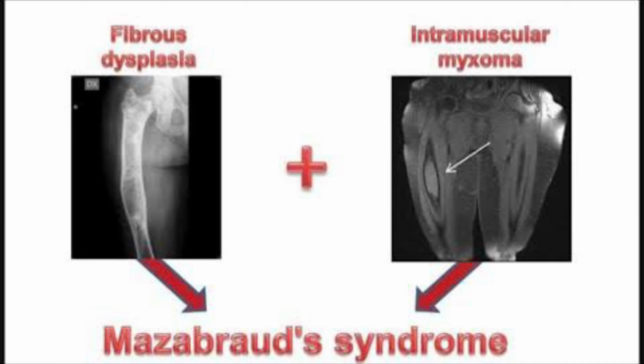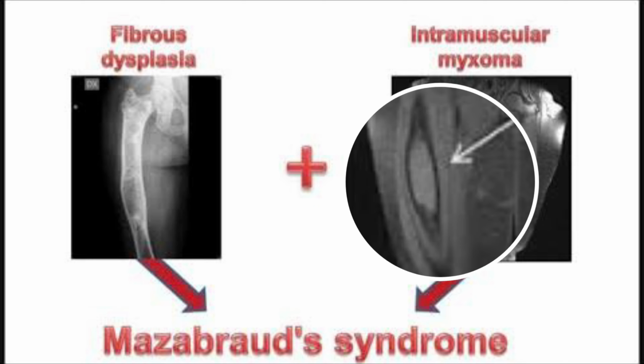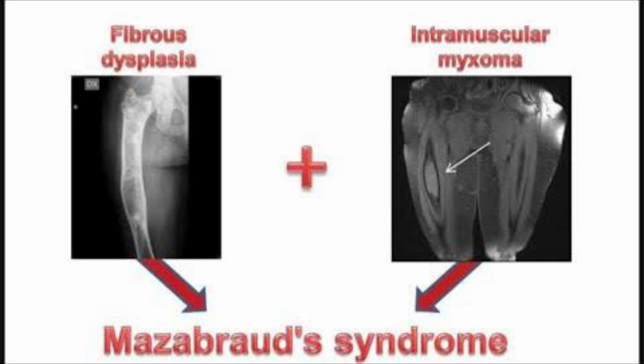I also want to add a note on Mazabraud syndrome. This Mazabraud syndrome has two main conditions. Fibrous dysplasia is one of them. It either can be monoostotic or polyostotic type. Mostly polyostotic type is common. It also includes intramuscular myxomas. Myxomatous changes occur in the muscles mainly.